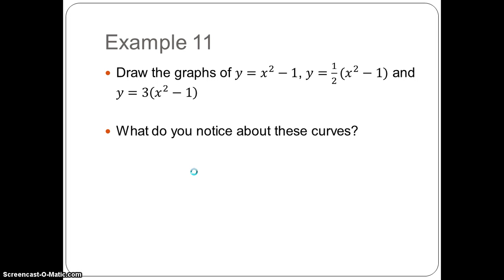Please look at example 11 from your lecture notes. In your graphing calculator, please key in the graphs of y is equal to x squared minus 1, y is equal to a half of x squared minus 1, and y is equal to 3 times x squared minus 1. What do you notice about these curves?